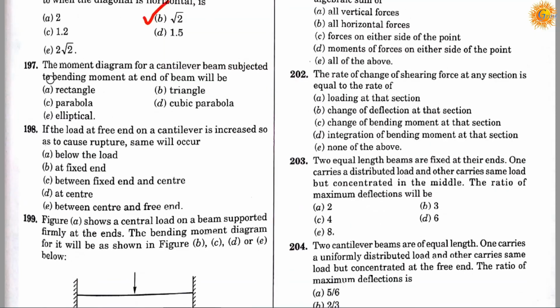Question number 197. The moment diagram for a cantilever beam subjected to bending moment at end of beam will be: option A, rectangular; option B, a triangle; option C, a parabola; option D, a cubic parabola; option E, elliptical. Correct answer is A, it will be rectangle.